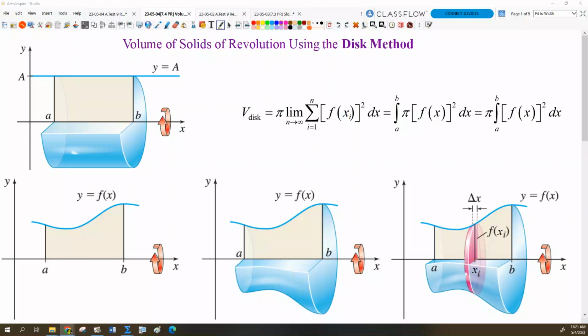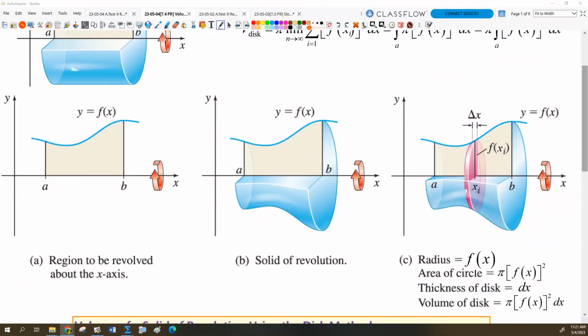Well, if I revolve that about the x-axis, I'm going to carve out of space a cylinder, right? That's sitting on its side. Everybody see that? Okay, if we want to find the volume of that cylinder, that one would be an easy one to do because it's a geometric shape, but it's a little bit tougher if the shape isn't geometric.